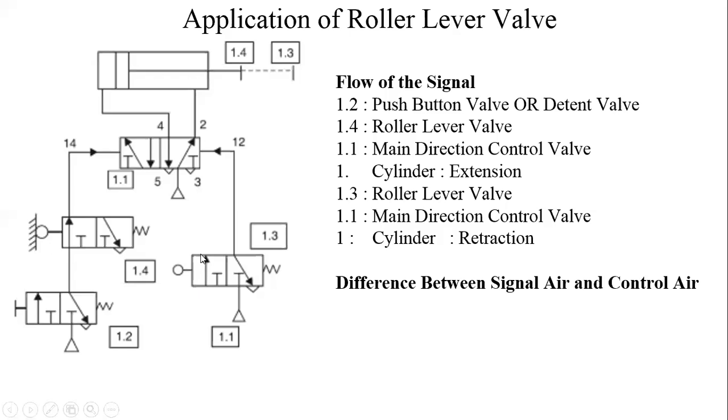So supply will be connected from this port to this port. It will come here. Now this will act as the signal here, will act as pilot signal. It activates the right side position of the final or main direction control valve. Therefore, now the compressed air supply, which is nothing but the control air, will go to this side, and it will cause the return stroke to start.